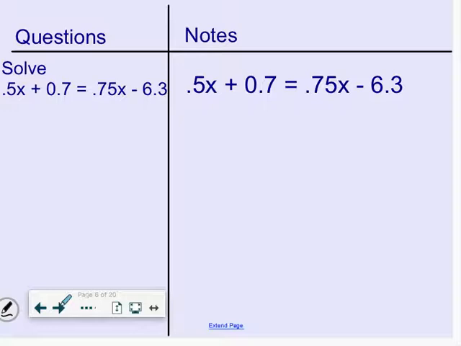Our next example has decimal numbers. You can see decimal numbers or even fractions in these problems. So circle your variables.